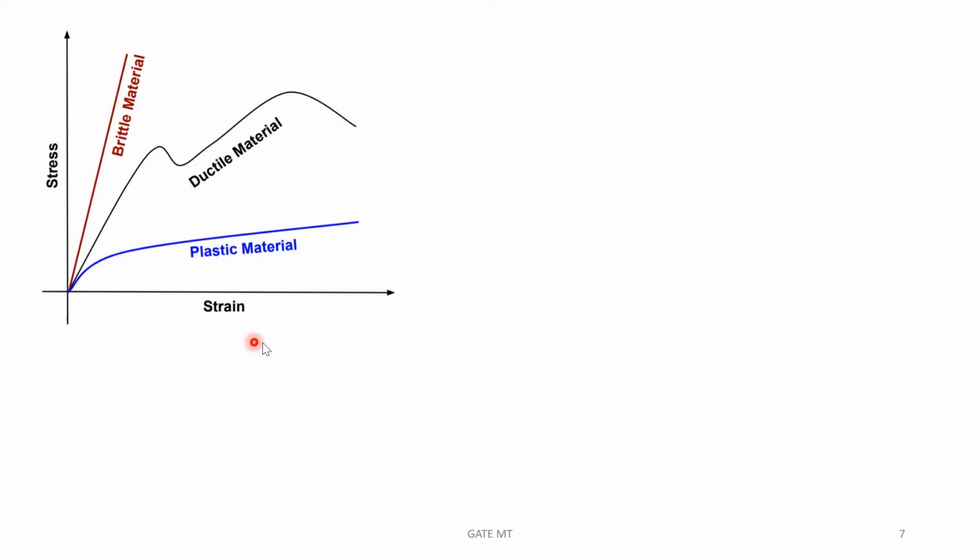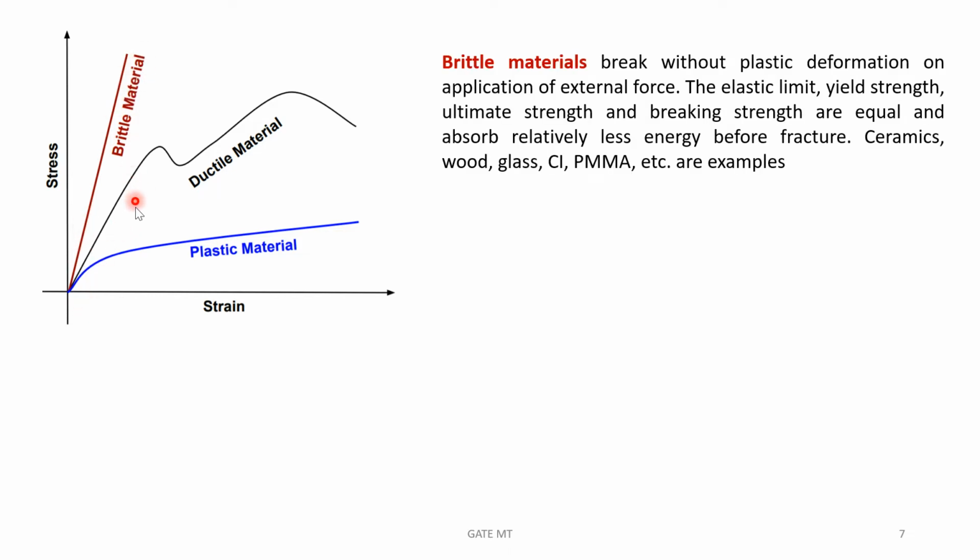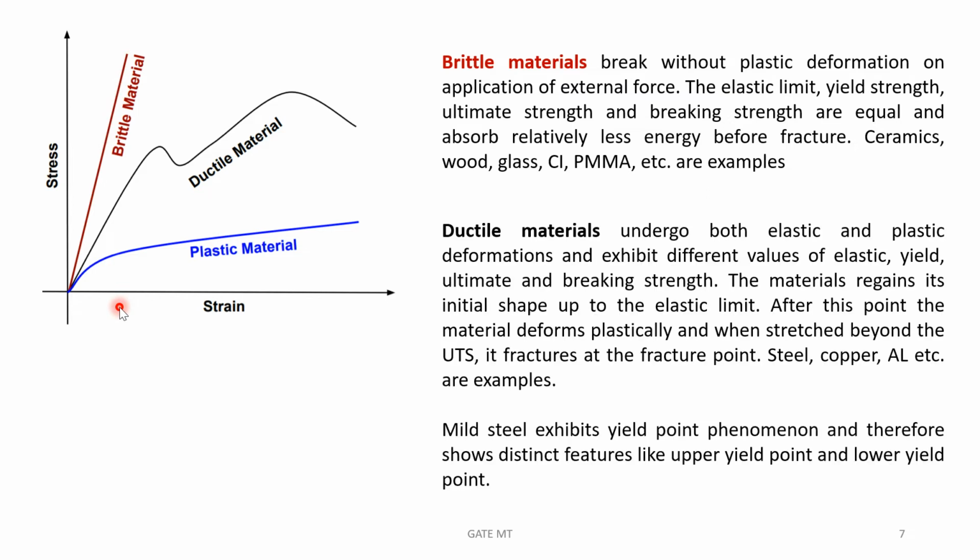So, the basic stress strain diagrams for different materials are shown here. Let us start with the brittle material. In the brittle material, there is no plastic deformation taking place. The proportional limit, elastic limit, yield point, and ultimate tensile strength will all be the same, and at a limited value of strain, the material will break. Also, the area under the curve, that is the maximum amount of energy that the material can absorb before fracture, will be very small. So, materials like ceramics, wood, glass, cast iron, PMMA, etc., are examples of brittle materials that exhibit such a stress strain curve.